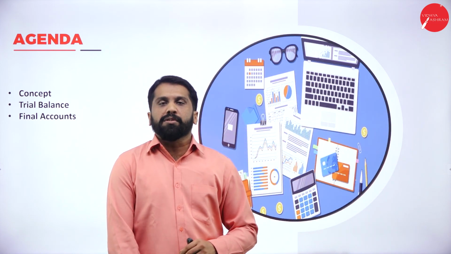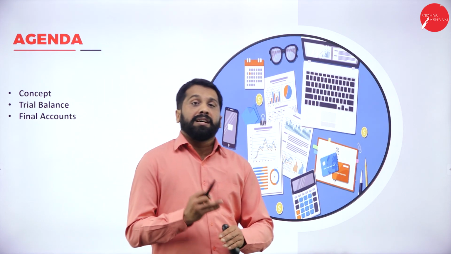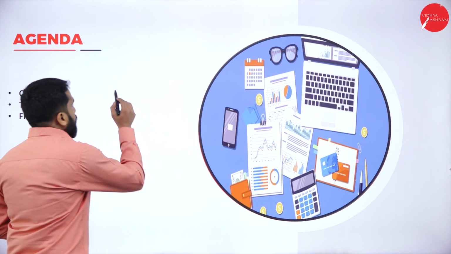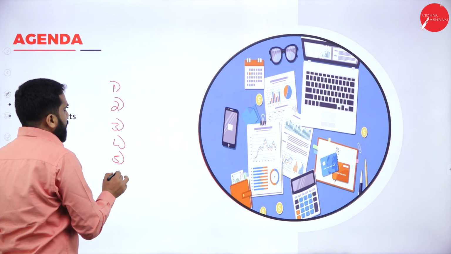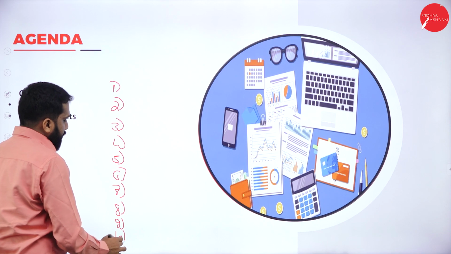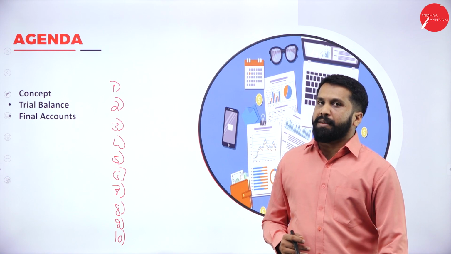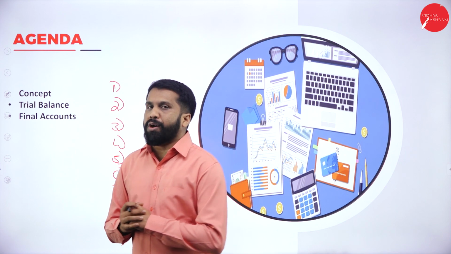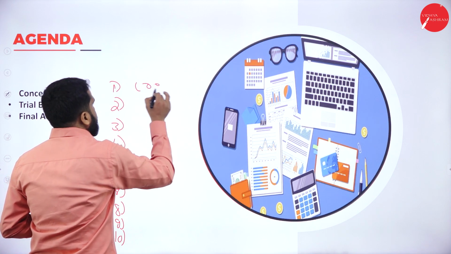But before I go to trial balance, I wanted to recall which items come under the credit side of your trial balance. It is just a recall. Total how many items are there? 1, 2, 3, 4, 5, 6, 7, 8, 9 and 10. There are 10 items which come under the credit side of your trial balance. Now, what is the first one? The first one is creditors.